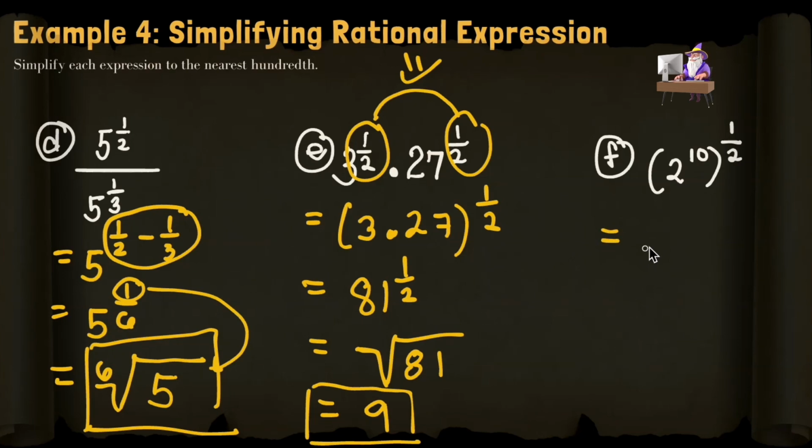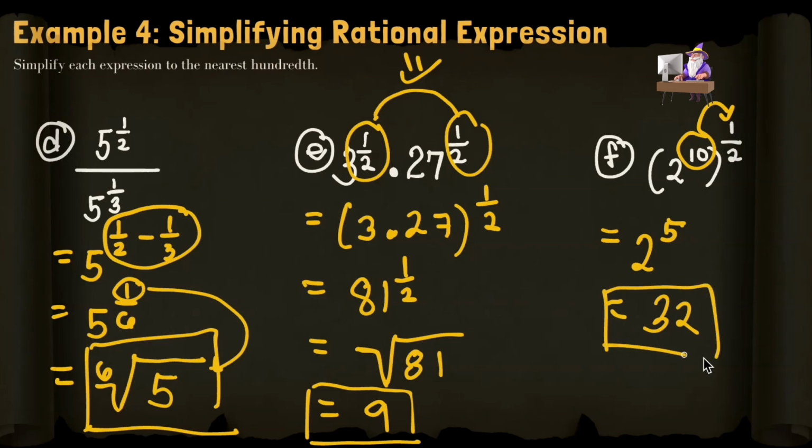So, of course, we want to copy the base, 2, here. And then, gawin nyo dito, yung 10 na exponent dito ni 2, i-multiply nyo sa 1 half. So, when you multiply 10 sa 1 half, parang kalahati ng 10. Ano bang kalahati ng 10? That is 5. Okay? Or 10 times 1, that is 10, divided by 2, that is 5. Okay? And then, simplify this one, 2 raised to 5 would be 32 because 2 times 2 times 2 times 2 times 2, 5 beses, that is 32.